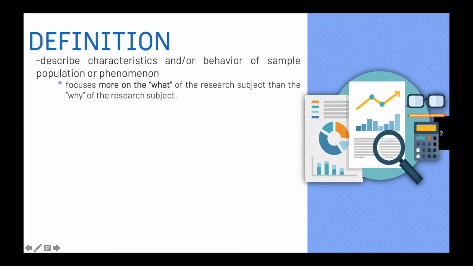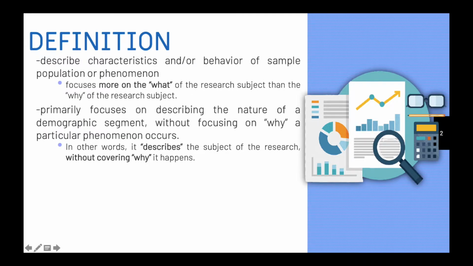Descriptive research is a method that describes the characteristics of the population or phenomenon studied. This method focuses more on the what of the research subject than the why. Descriptive research primarily focuses on describing the nature of a demographic segment, without focusing on why a particular phenomenon occurs. In other words, it describes the subject of the research without covering why it happens.